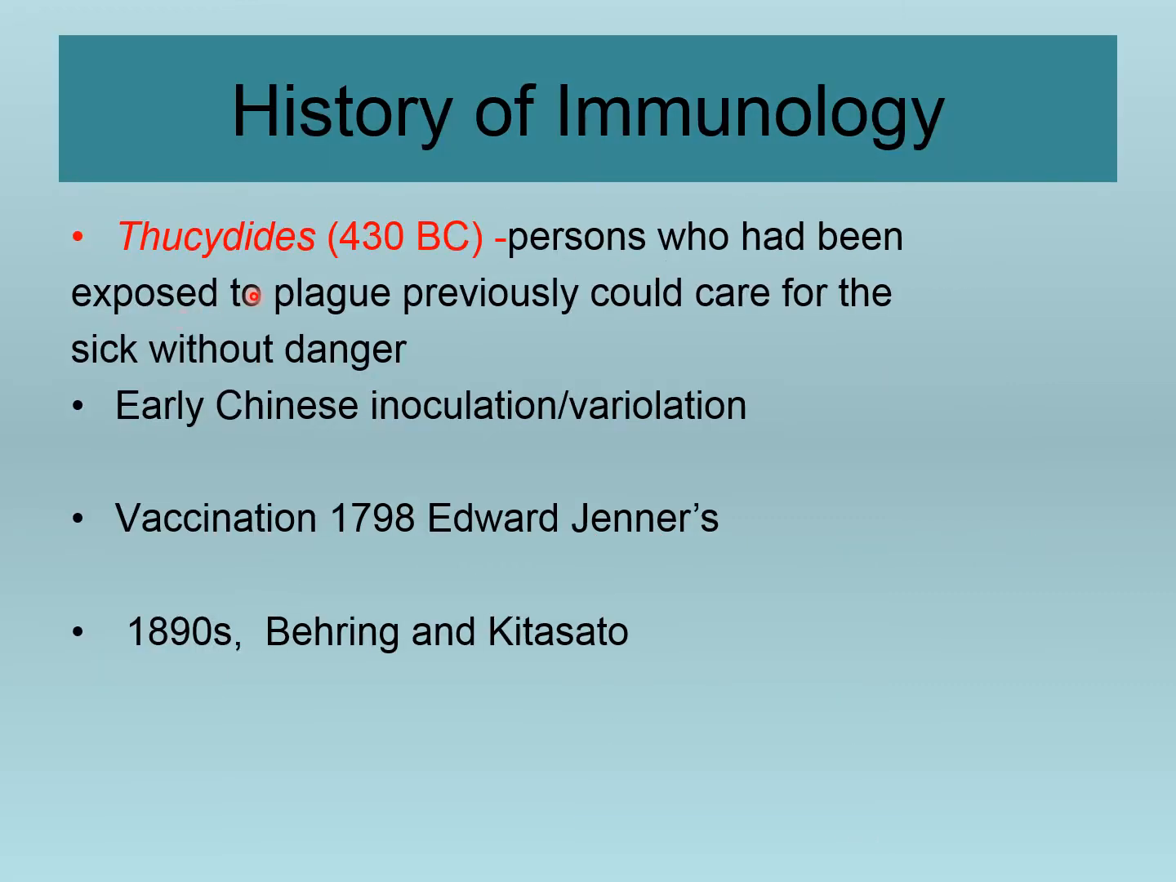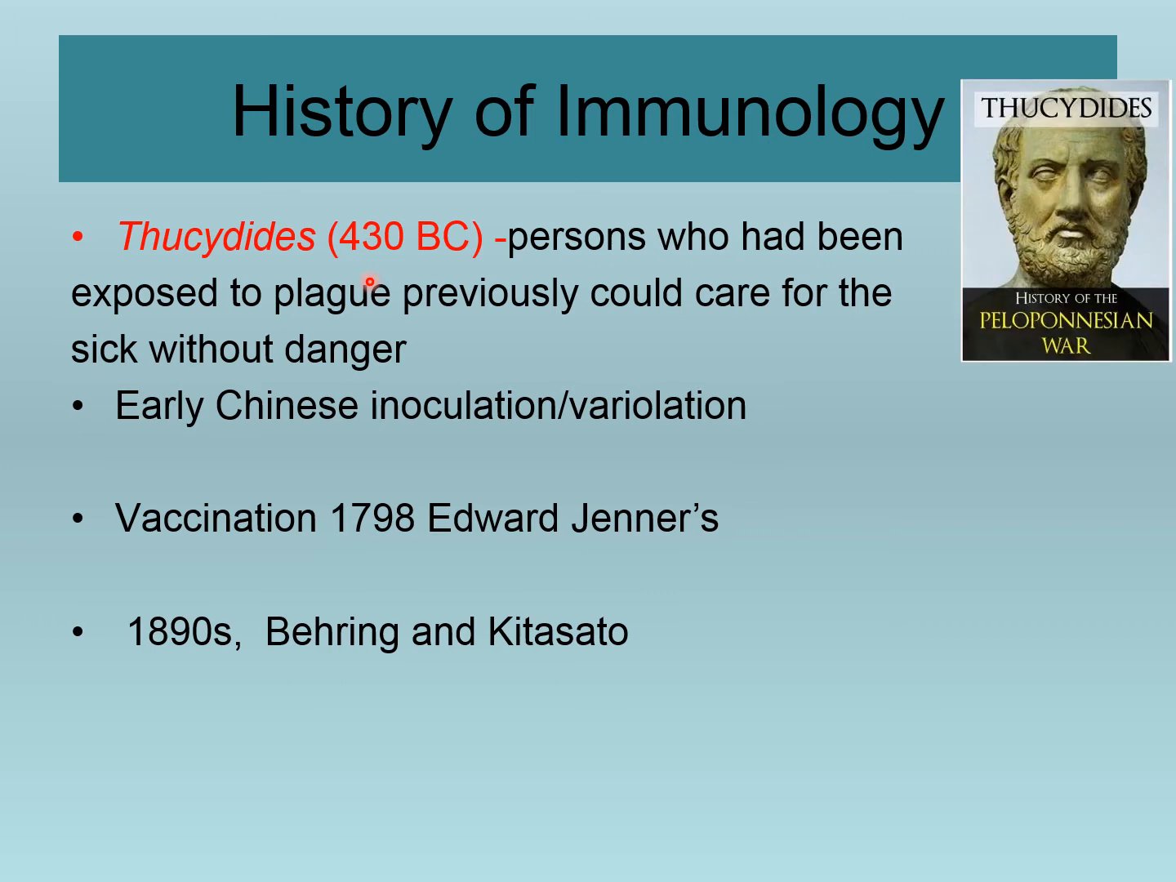Historians often give credit to Thucydides in the 5th century BC in Athens as having first mentioned the word immunity in relation to an infection. He wrote in his book that persons who had been exposed to plague previously could care for the sick without danger. That's when they are protected from the plague.